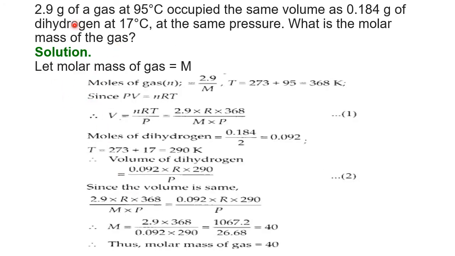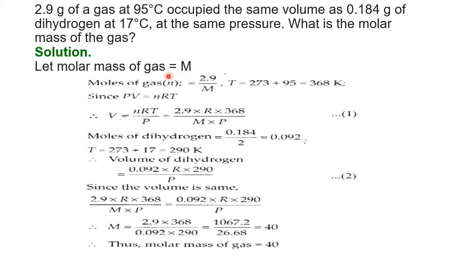Now, today's numerical number 3. 2.9 gram of a gas at 95 degrees centigrade occupied the same volume as 0.184 gram of dihydrogen at 17 degree centigrade at the same pressure. What is the molar mass of the gas? This gas, we don't know exactly. Okay. Let us take the molar mass as M.